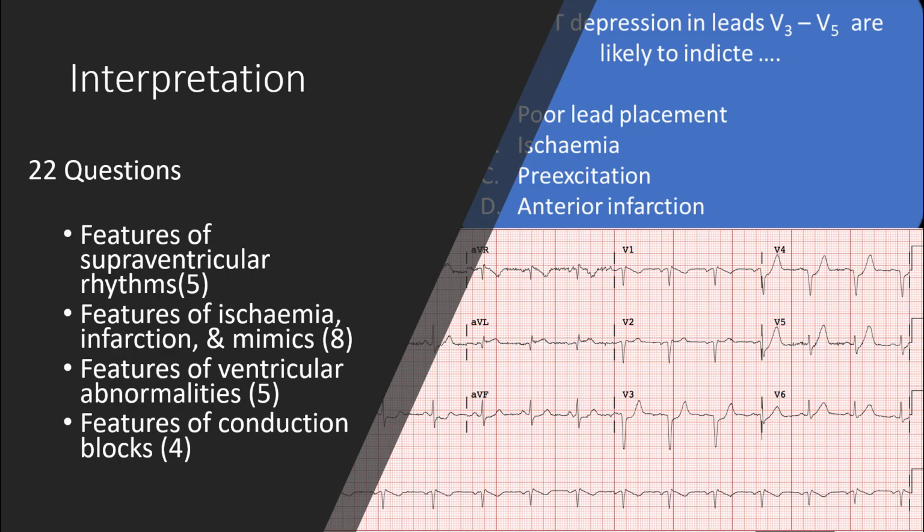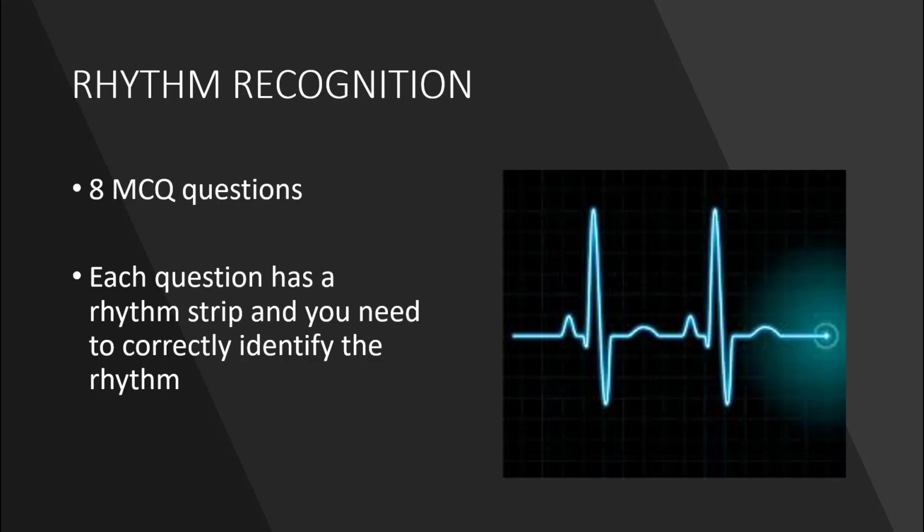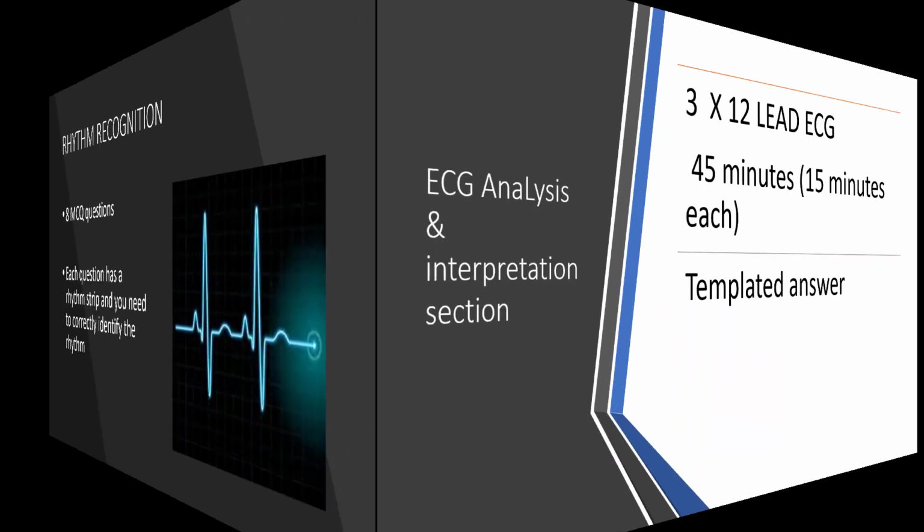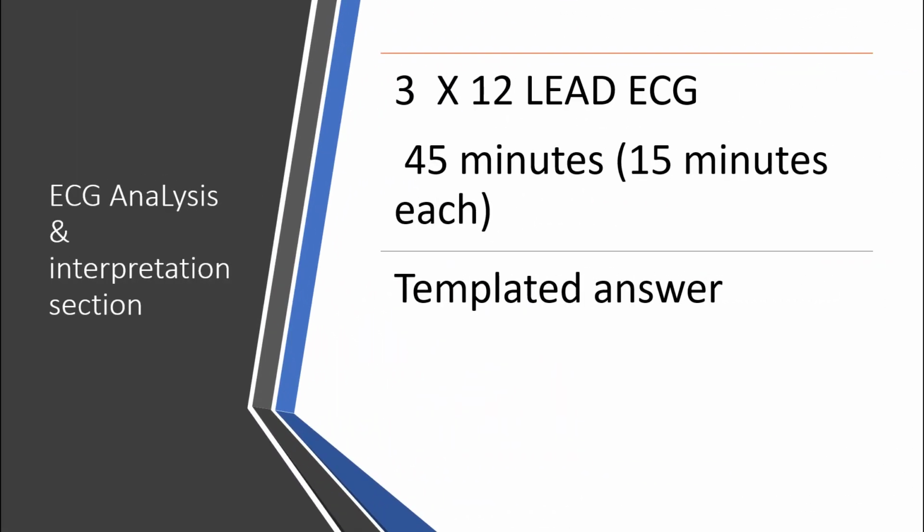And there are 4 questions that are very specific to the features of conduction blocks. So this brings us to the rhythm recognition section, where you'll face 8 questions, each of which has a rhythm strip. There's no focused information to help identify what's going on here. You're expected to do the 5-step analysis or its equivalent, and to identify the correct answer from a list of viable options. So this brings us to the last, or the third section of the exam.